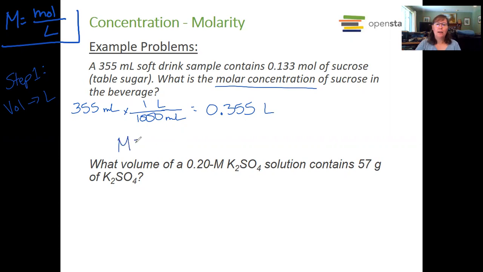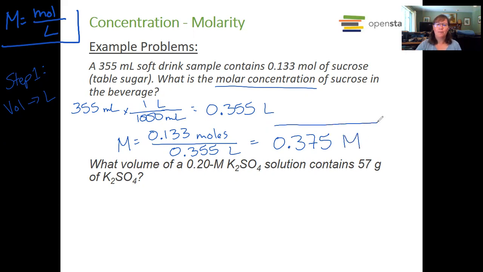So we say, all right, molarity is equal to our moles, 0.133 moles, divided by our volume in liters, 0.355 liters. Okay, this is handy. They're both 3 significant figures, so we know that's where we can end. So we get 0.133 divided by 0.355, and we get a molarity of 0.375, and you can actually write molar. That's our unit for that.